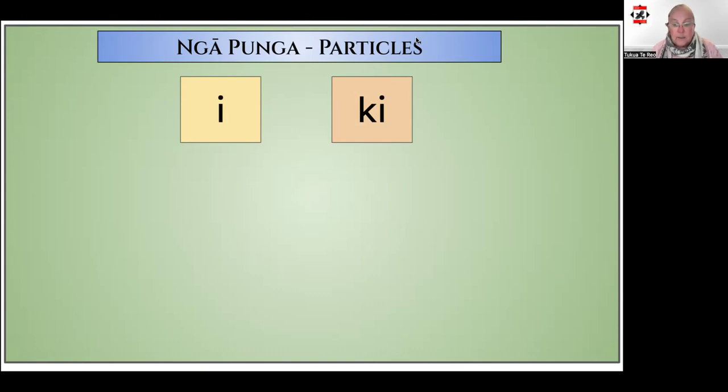We'll start with e. Te Reo Māori is what's known as a polysemic language, which means that words can have lots of different meanings and functions in a sentence. And these words are no exception. I'll show you a couple of example sentences to show you what I mean.